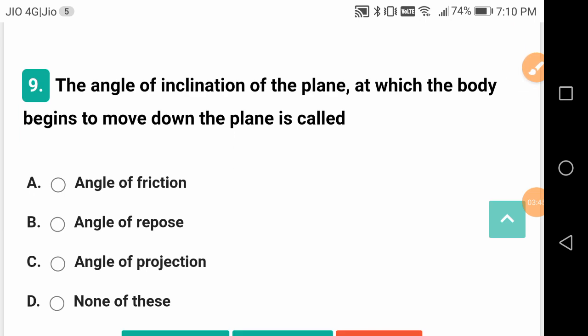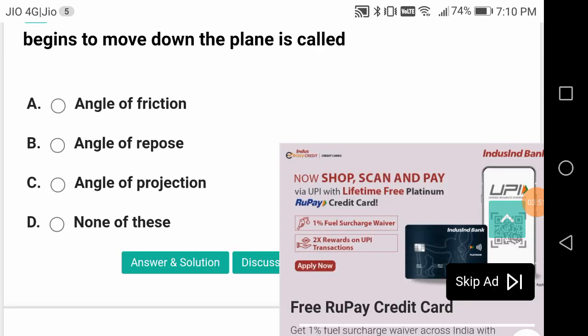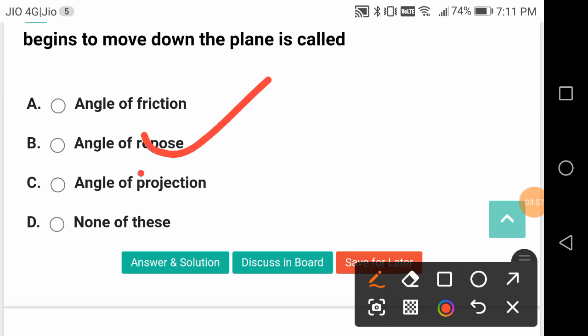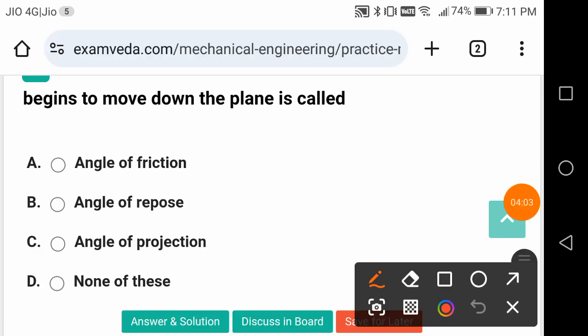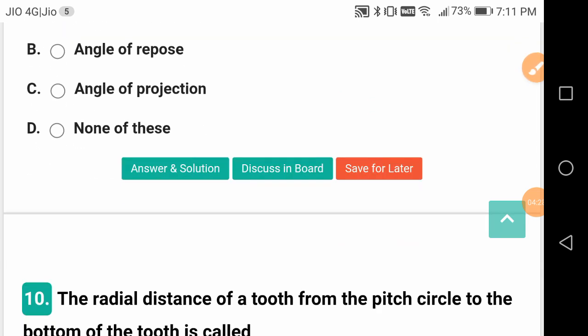The angle of inclination of the plane at which the body begins to move down the plane is called the angle of repose. Angle of repose should be equal to angle of friction. What is the angle of friction? Mu is equal to tan phi, where phi is the angle of friction and alpha is the inclination of the plane with the horizontal. So alpha should be equal to phi. If alpha is more than phi, the body on the inclined surface will move down the plane, but that angle is called the angle of repose.